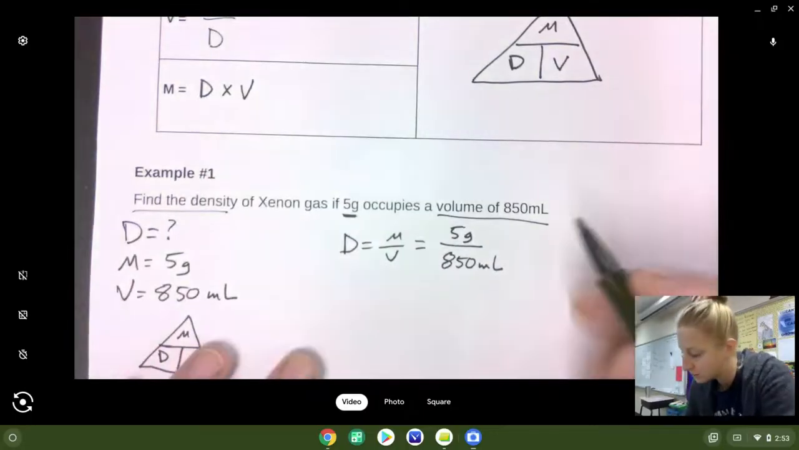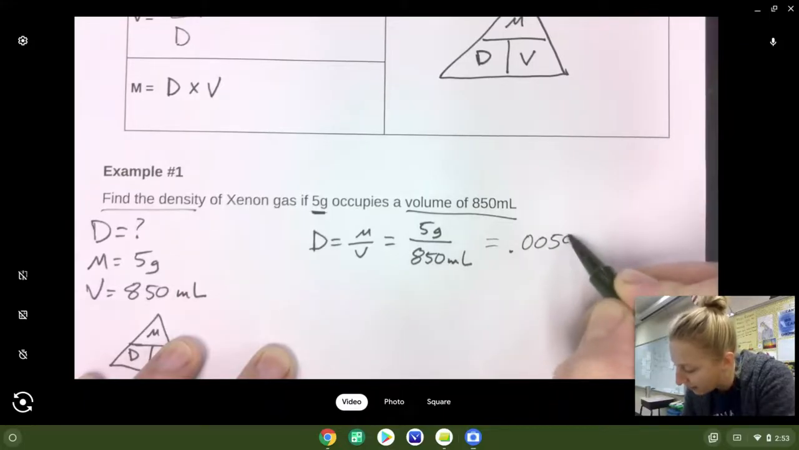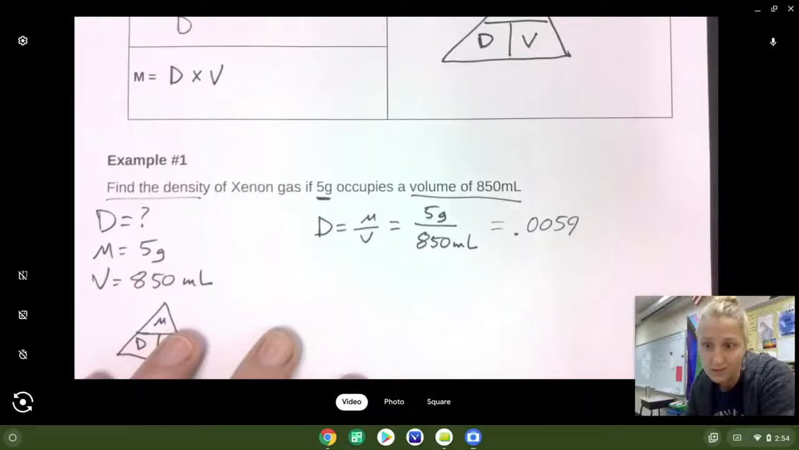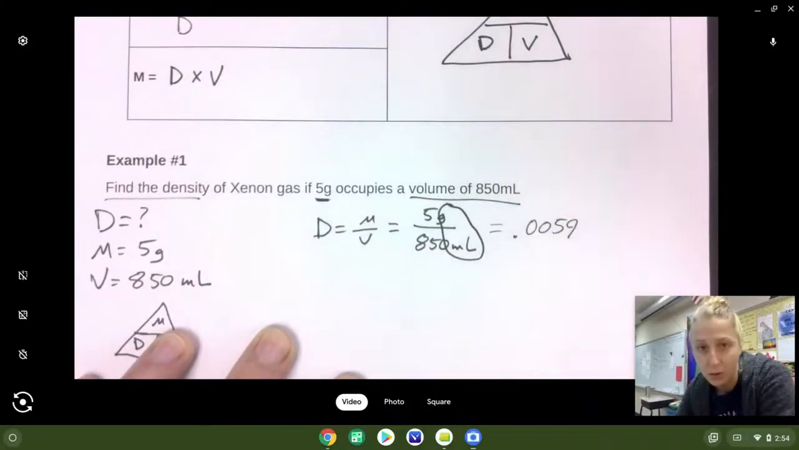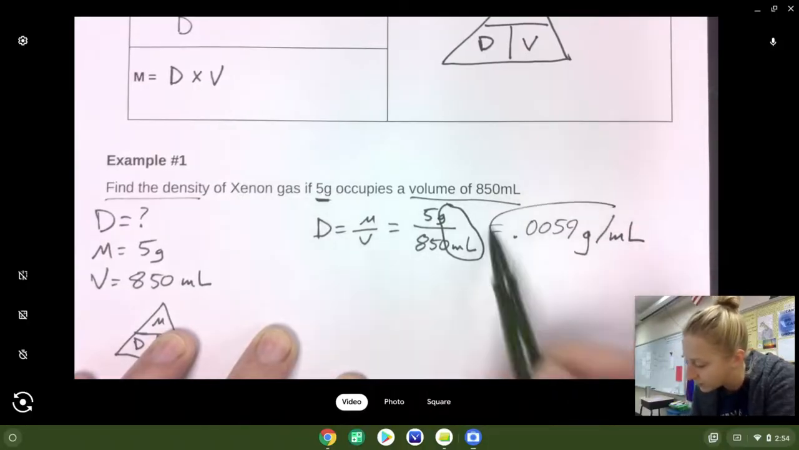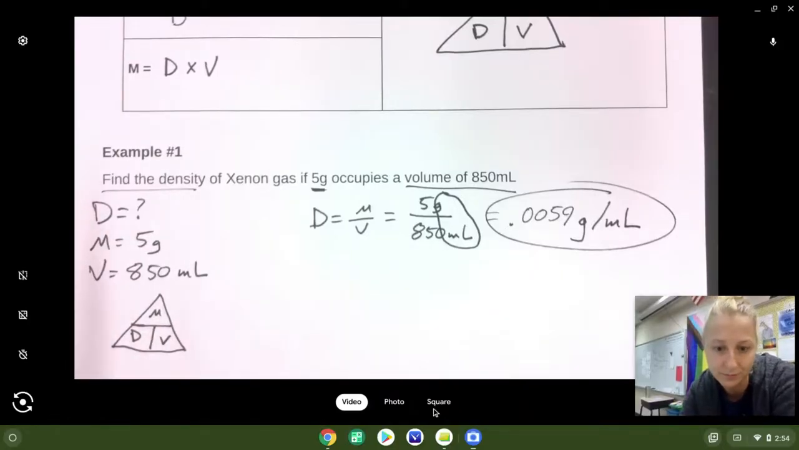Okay, so 0.0059. Don't forget your units. What units are we going to use here? We're going to use grams per milliliter for this one. Okay, so there's our answer, 0.0059 grams per milliliter.